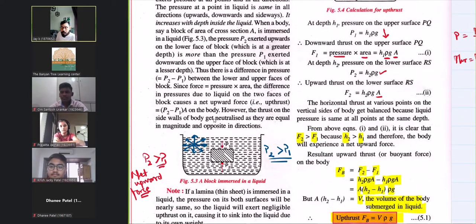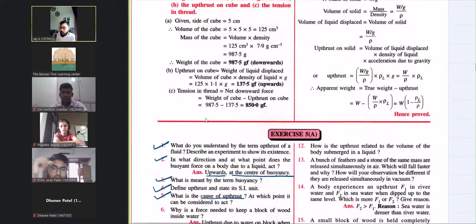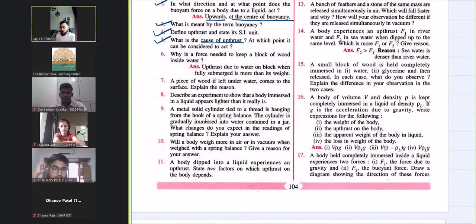Please remember it and frame your answer properly, because I will definitely ask you to write this answer. Cause of upthrust, and at which point can it be considered to act? The upthrust acts at the center of buoyancy. We have already found that answer. Okay, so this is one question whose answer you will write. Question number 5. Maybe it is there in your book also. Okay, so I will also tell you which answer you have to write.